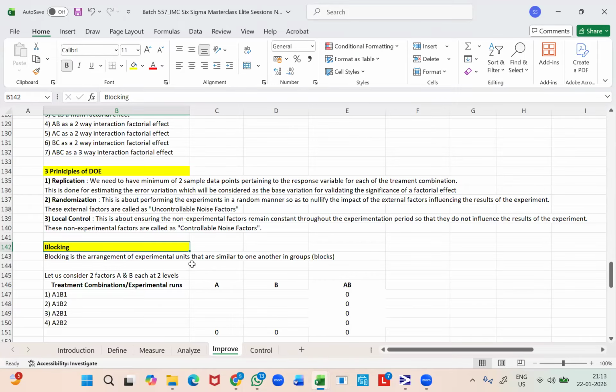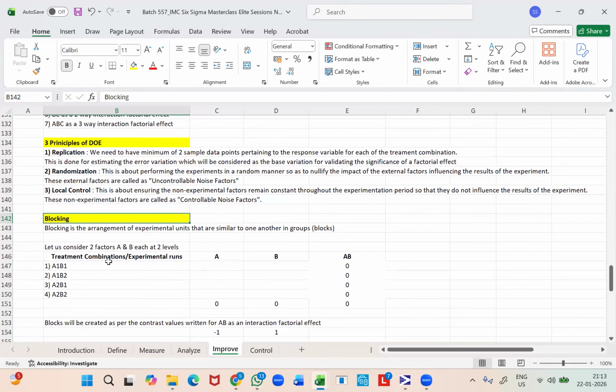Now, how will this blocking be done? Let us consider a simple scenario: two factors A and B, each at two levels, right? How many treatment combinations or experimental runs can we have for this scenario? There will be four treatment combinations, 2 into 2, when we have two experimental factors considered for the experiment. And what are the four treatment combinations? A1 B1, A1 B2, A2 B1, and A2 B2.